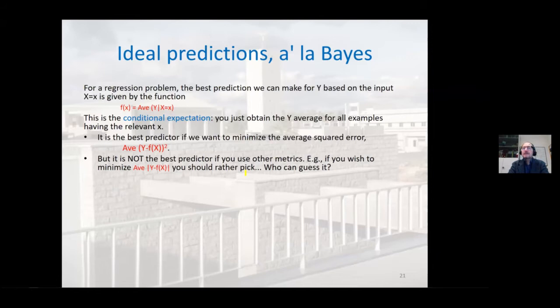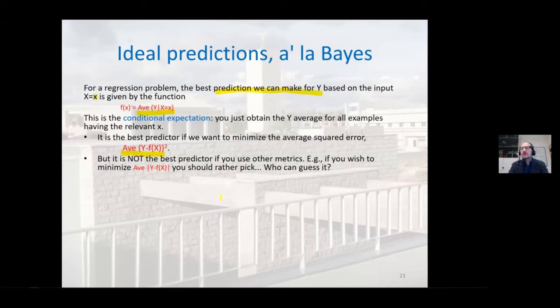In principle, the problem is easy. Take a regression problem: the prediction you want to make for the variable y based on the input x can be given, for instance, by the average of the y's when the x has the value that you want. So this is the conditional expectation. So you make an average, and this has good properties because it can be demonstrated that it typically has the minimum average squared error, your prediction f of x.